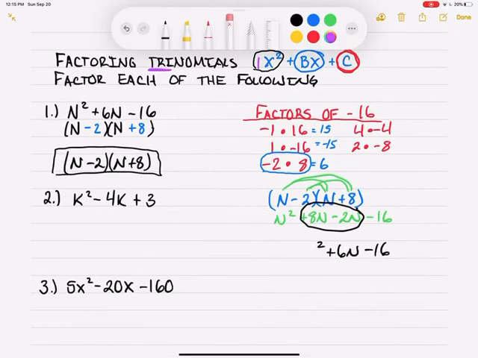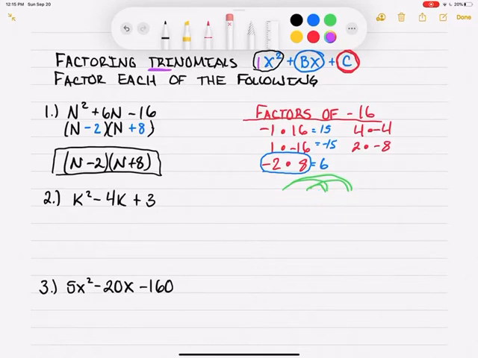All right, let's look at another example. In example 2, I have k squared minus 4k plus 3. Again, my answer has to be in this form, 2 binomials. Binomial means 2 pieces. K squared minus 4k plus 3. My front term, k squared, has a 1 in front of it. I know that k squared will always be broken down as k times k.